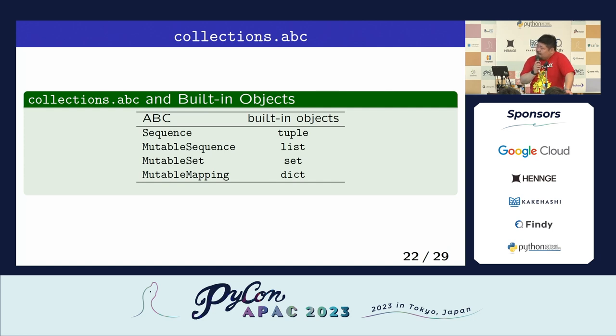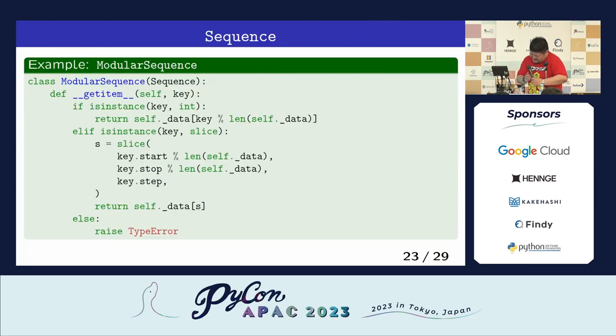on the collections ABC and built-in objects, the immutable sequence is the built-in Python object tuple, and the mutable sequence is list. The mutable set is set, and the mutable mapping is dict. So next, a more difficult example, modular sequences.